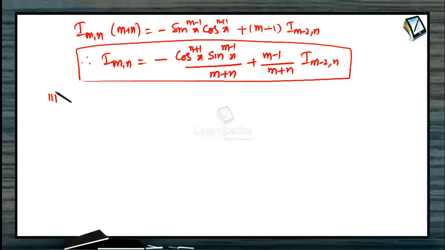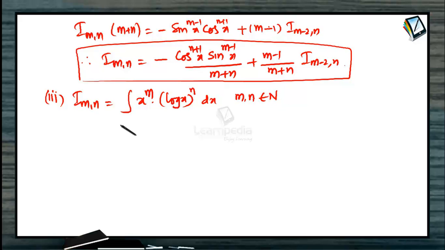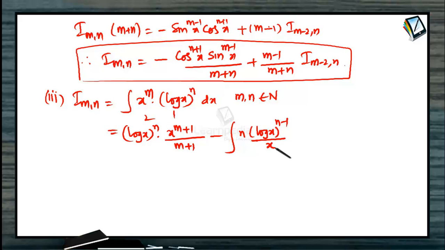Now to prove the third one, we have Imn is equal to the integral of x^m into (log x)^n dx, where m and n are natural numbers. So we'll write this with (log x)^n as first and x^m as second: (log x)^n into the integral of x^m, which is x^(m+1) by (m+1), minus the integral of the derivative of (log x)^n, which is n (log x)^(n-1) by x, into the integral of x^m, which is x^(m+1) by (m+1), dx.